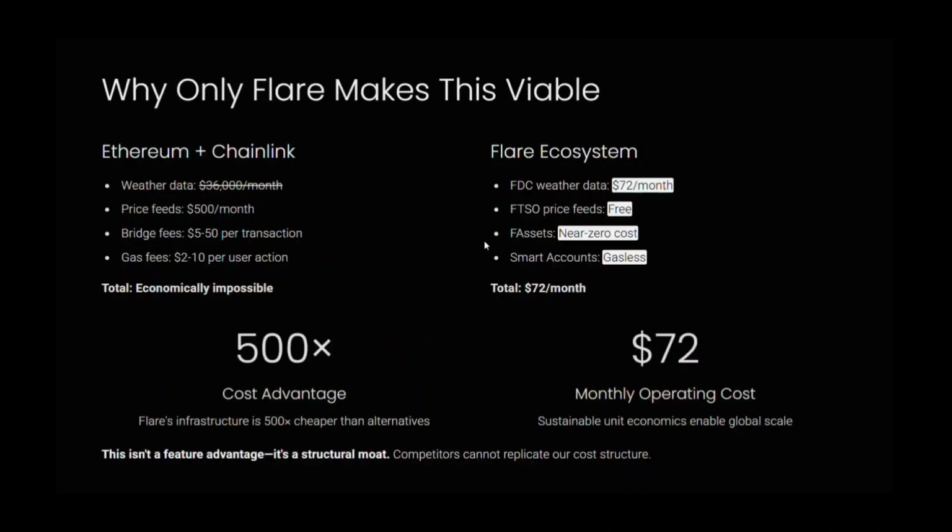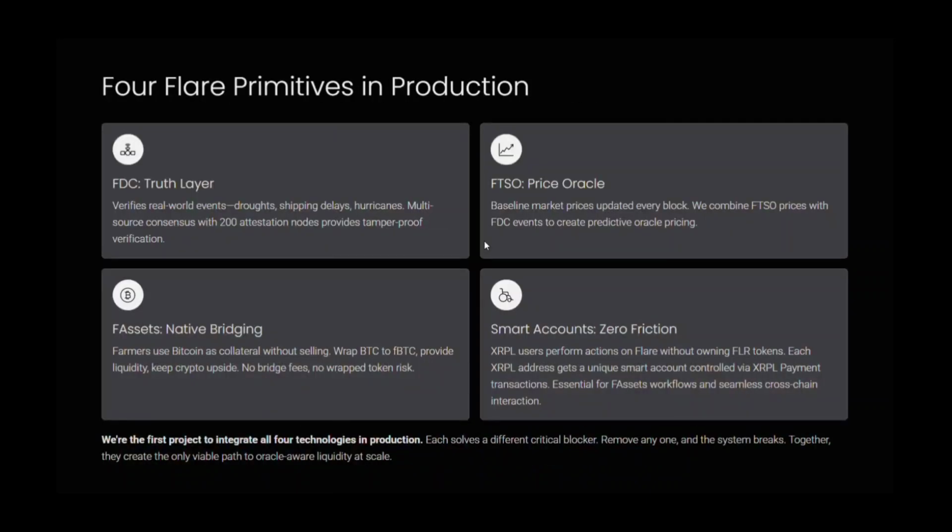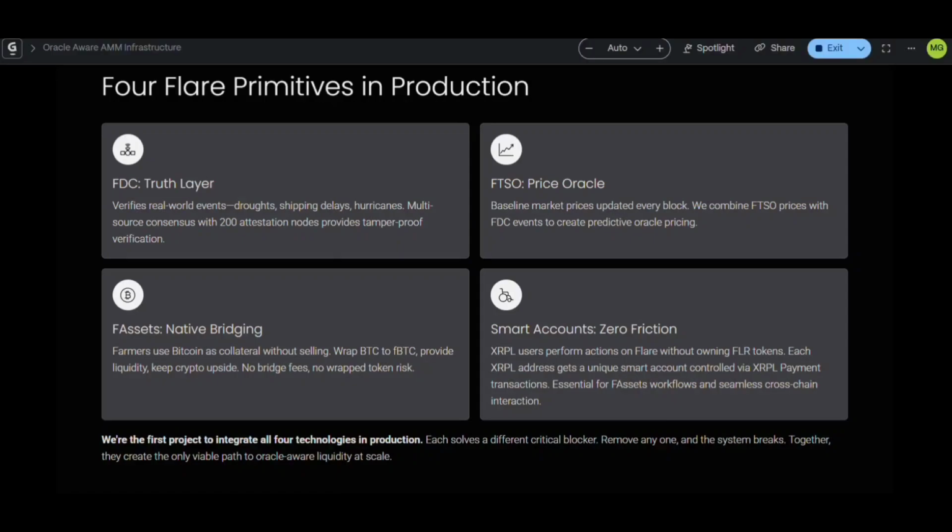The solution is only possible on Flare because it gives you ultra cheap, high frequency, real world data through FDC and FTSO. Ethereum and Chainlink can't match the cost, speed, or native verification, so the model becomes economically impossible anywhere else. To demonstrate the use case of our protocol, we have taken the agriculture drought scenario where we integrated all four primitives of Flare.